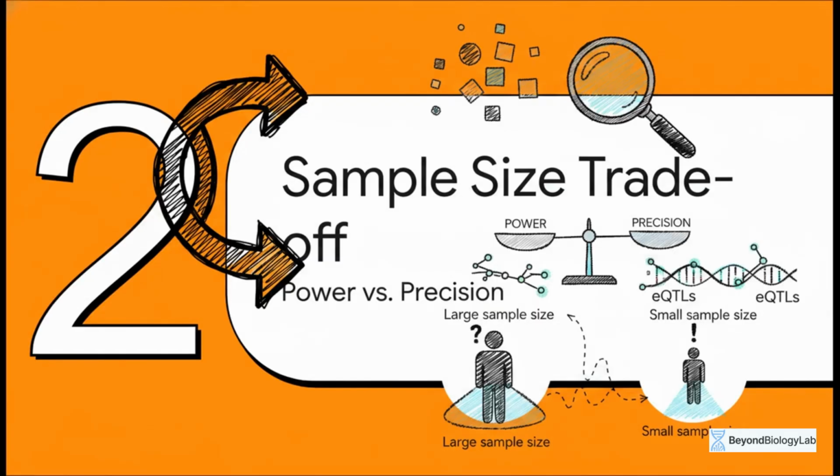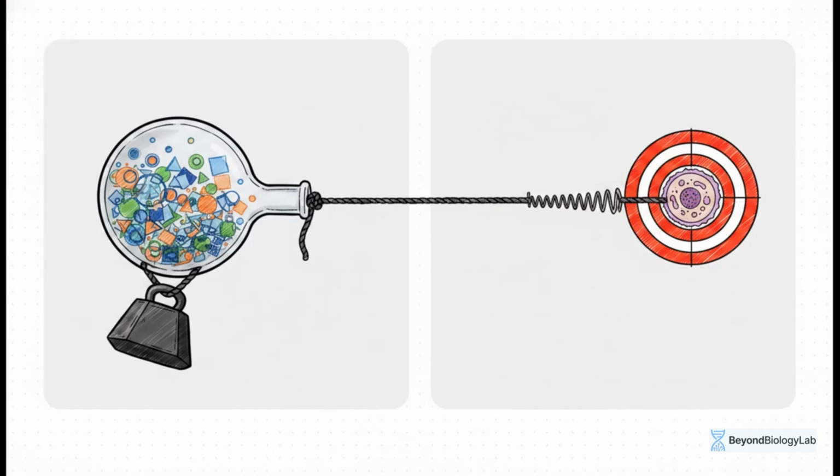Section 2. The sample size trade-off. You see, the way a study is actually designed completely changes our ability to solve this mystery, and it forces researchers to choose between two less than ideal extremes. On one hand, we have high power, low granularity.